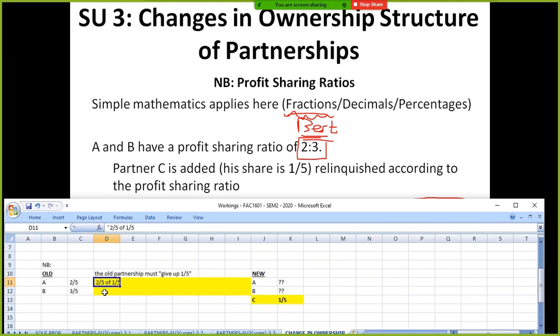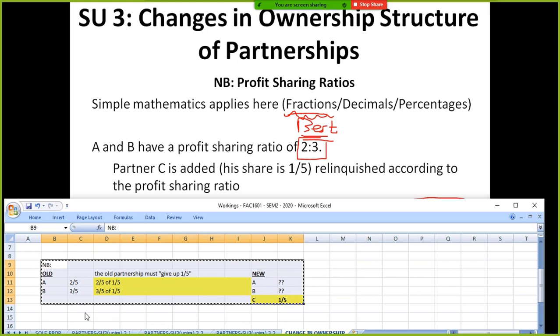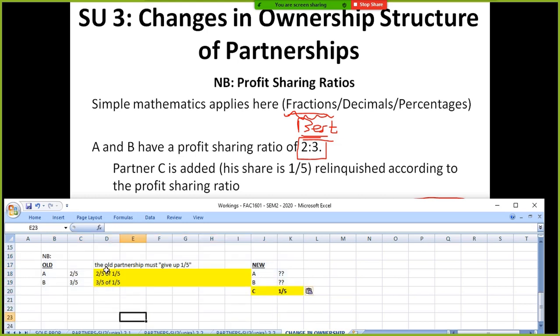How much is B going to give? 3/5 of the 1/5 that they're giving. Does that make sense? Yes. Then you do your mathematics. On the next line, let's show it. When I have "of", what does "of" mean? Times. Yes. Then you multiply. Numerator times numerator: 2 times 1 is 2. Denominator times denominator: 5 times 5 is 25.